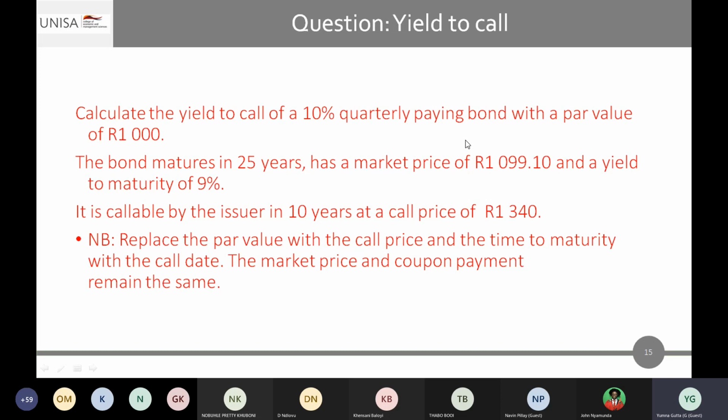So write down from the beginning: present value, future value, payment, period, and we're going to compute interest rate. Then you start filling in your first given amount. What is the bond currently selling for?